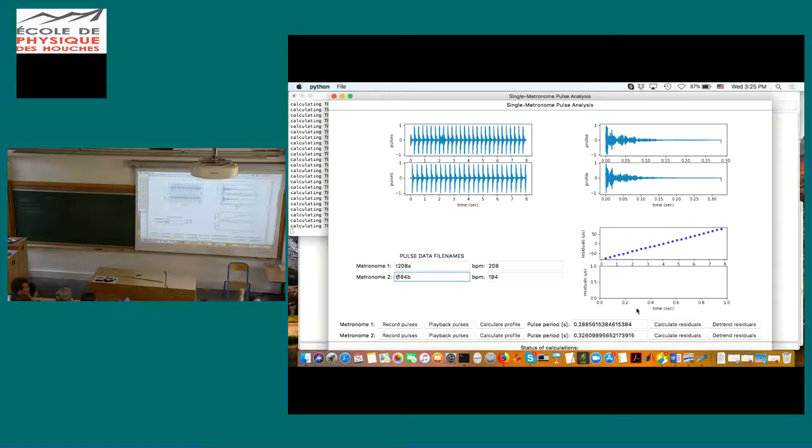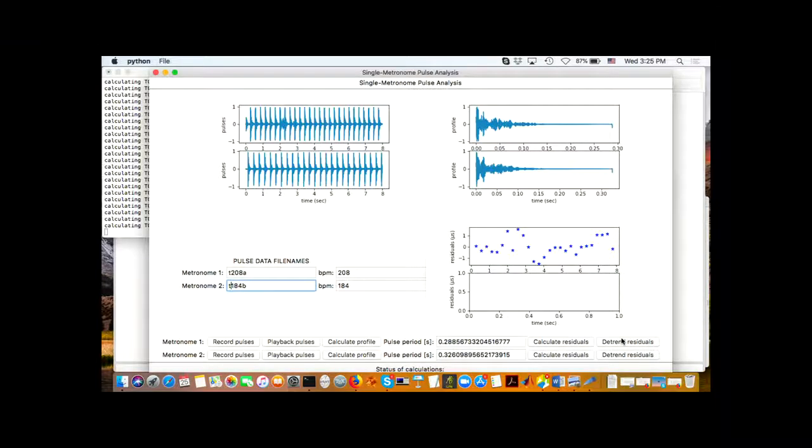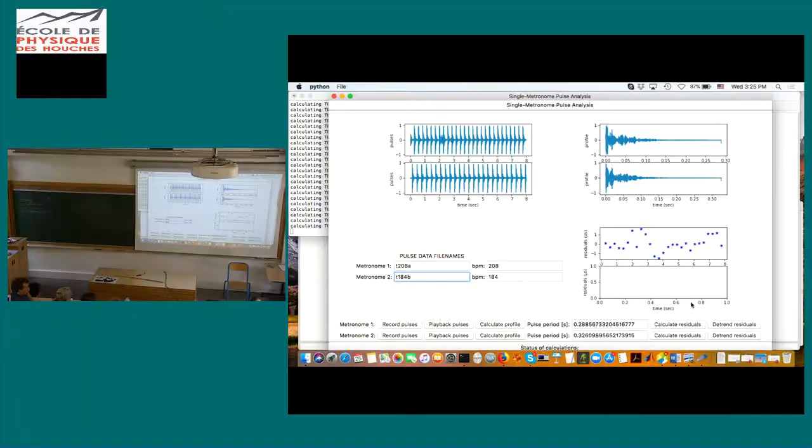Okay. And that's because this period that was determined by the initial folding isn't quite right. So if I remove that trend, so I'm going to remove the linear trend, watch how this number changes. It's 288561. So now it's 567. And you see now that I have residuals that go between -1 and 1 microsecond. Okay? Now I'm going to do the same thing here for metronome number 2.